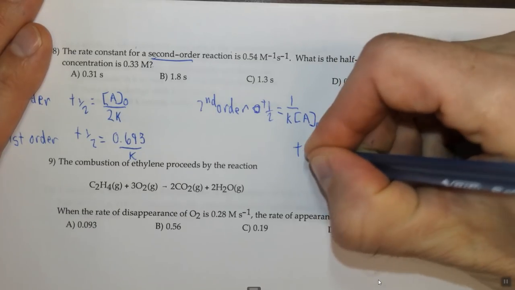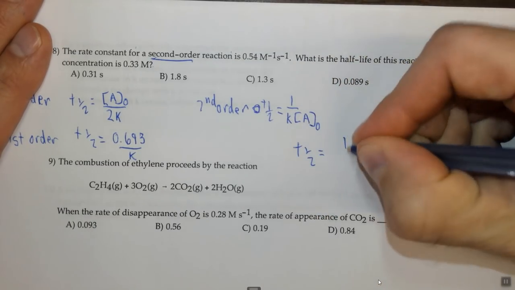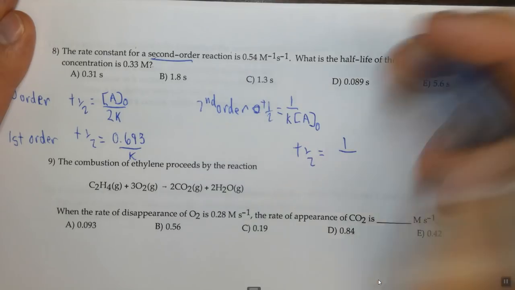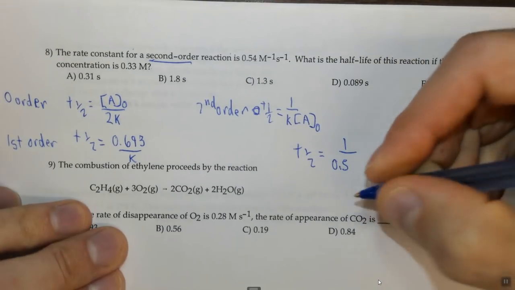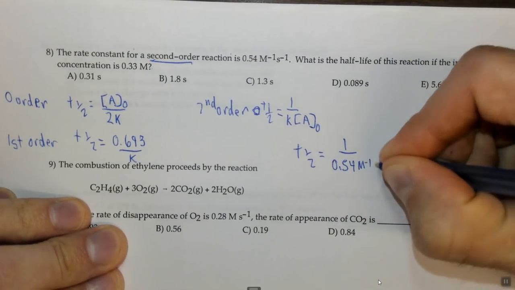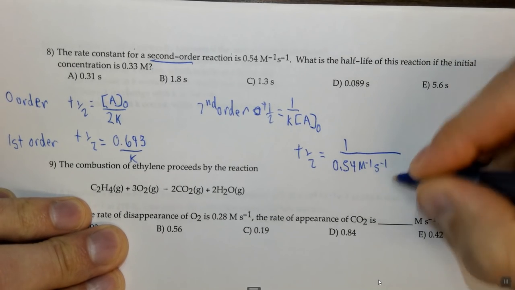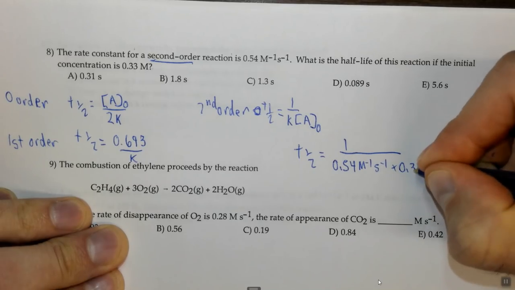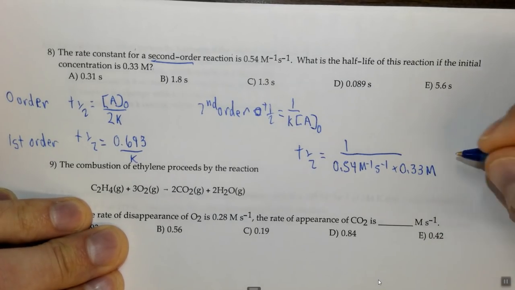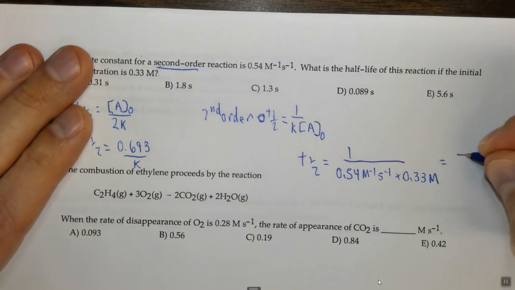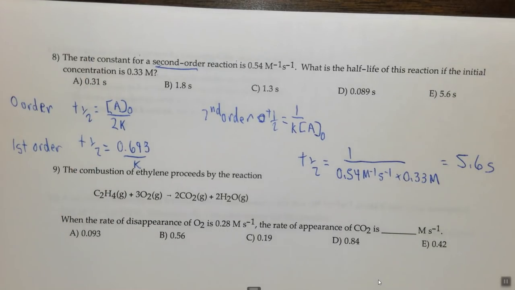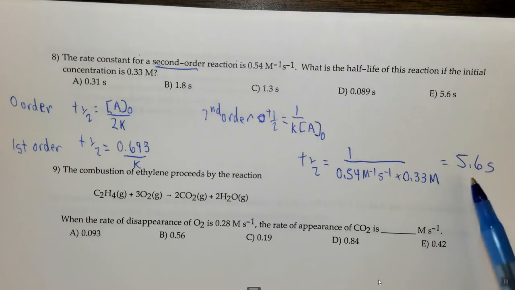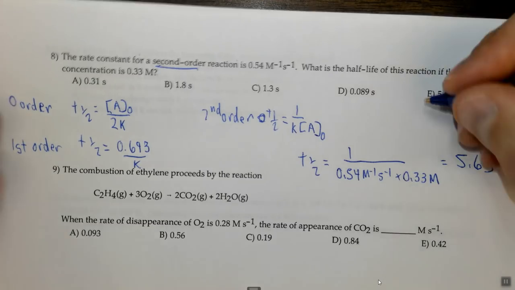So t1/2 equals 1 over k, which is given, 0.54 molar to the minus 1, second to the minus 1, times the concentration of A initially, which is 0.33 molar. And when you do that math, you find that the half-life at this point is 5.6 seconds. But the half-life will change when there's a different initial concentration of the reactant in this case. So for this one, the answer is choice letter E.